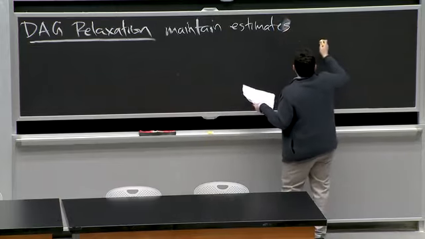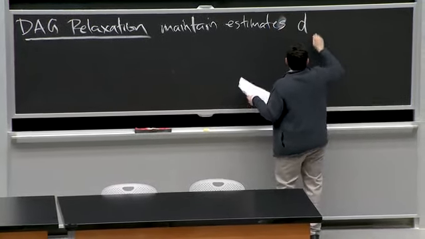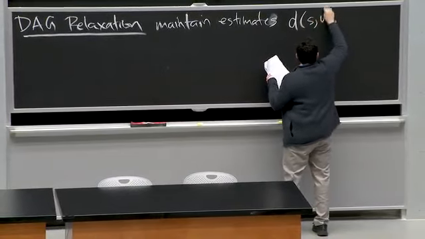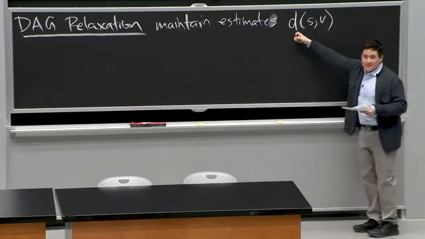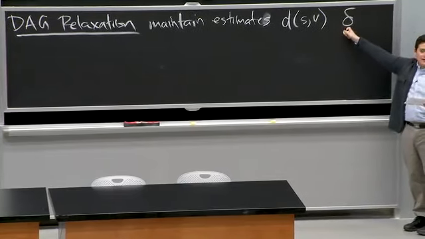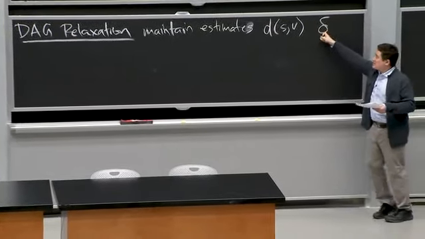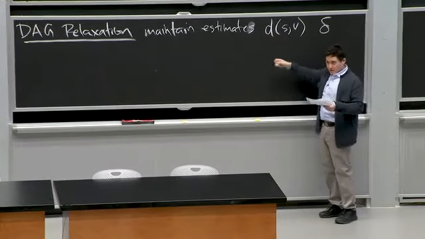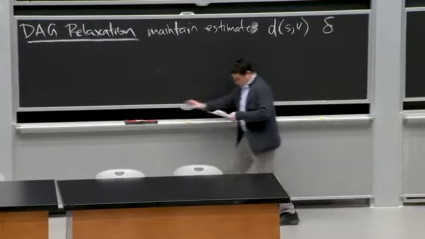And now I'm going to try to be careful here about how I draw my D's. Okay, this is a D. This is a delta. Okay, this is shortest paths. This is a distance estimate. Okay, so that's what I'm going to be using for the rest of this time.